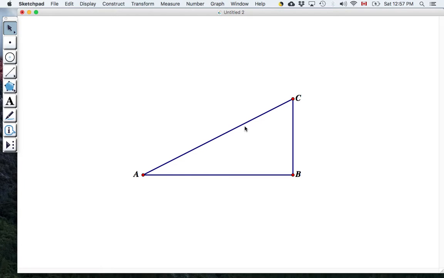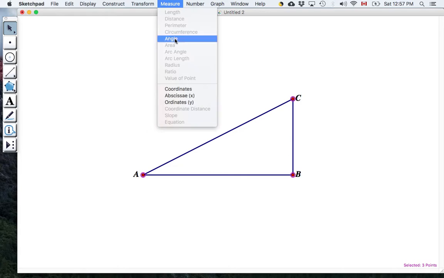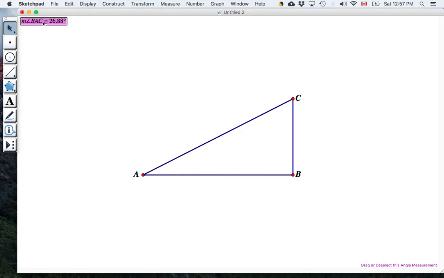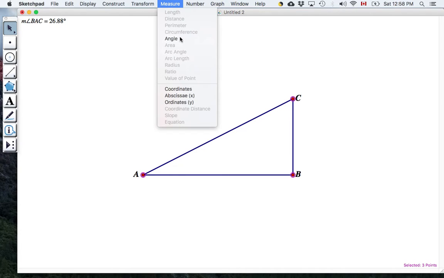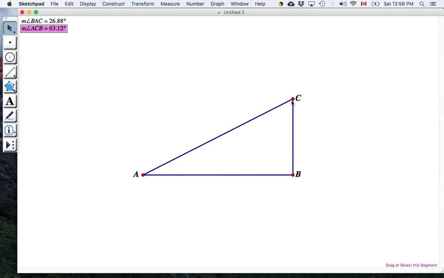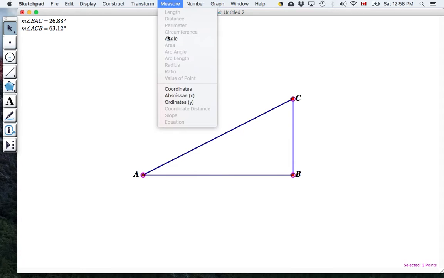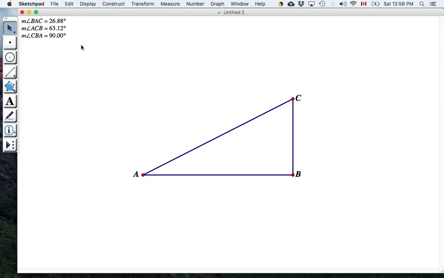Remember that when we're measuring the angles in a triangle, the order that we click the points matters. So B, A, C, and measure that angle. It's going to give me the angle BAC is 26.88 degrees. If I want to measure the angle up here at C, I click A, then C, then B, measure that angle, and last I want to measure angle B, and if we did everything right here, that should come out at 90 degrees. So I'll measure that angle, and it comes out at 90 degrees. So that's good.